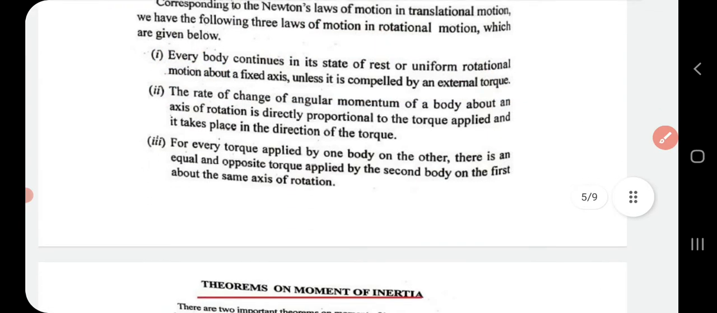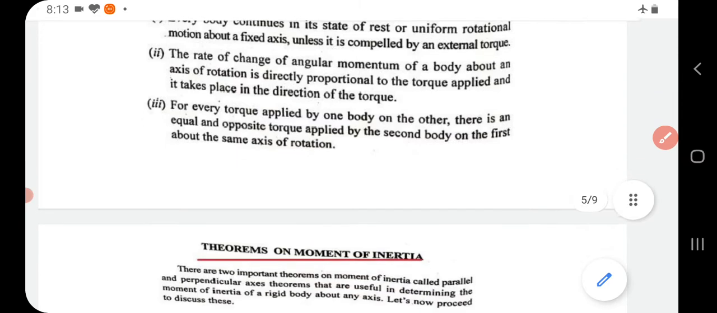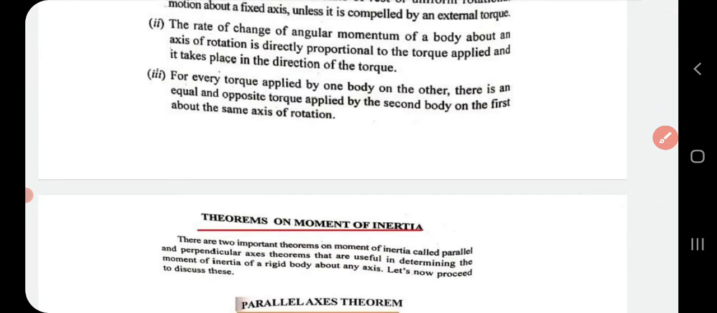Now, this is the second law of motion in the case of rotational motion, that is, the rate of change of angular momentum of a body about an axis of rotation is directly proportional to the torque applied, and it takes place in the direction of torque. But in Newton's law for linear motion, we talk about linear momentum, and in place of torque, we had force.